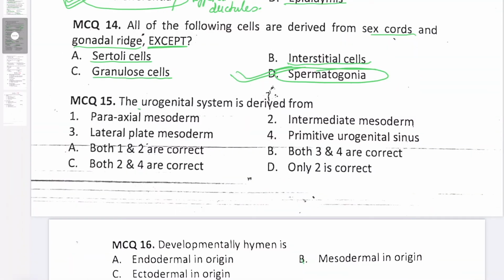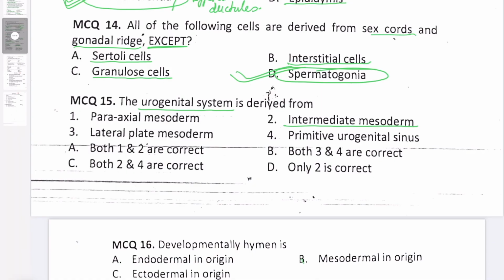The urogenital system is derived from paraxial mesoderm, intermediate mesoderm, lateral plate mesoderm, primitive urogenital sinus. So just now in my previous two questions, I had shown you that the intermediate septum was developing into a nephrogenic cord. The medial portion was divided into pronephros, mesonephros, metanephros, and the metanephros was giving rise to the formation of the kidneys, as well as the genital ridge formed medially from the coelomic epithelium into sex cords. They were forming part of the testis.